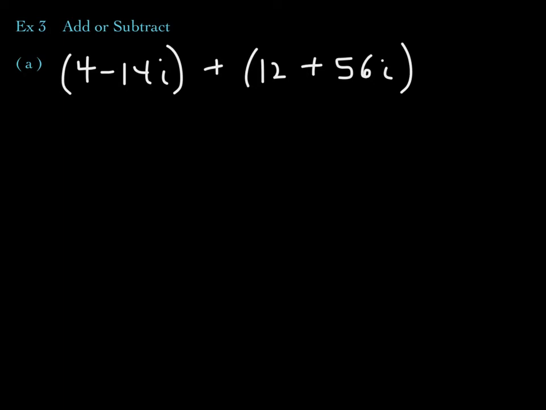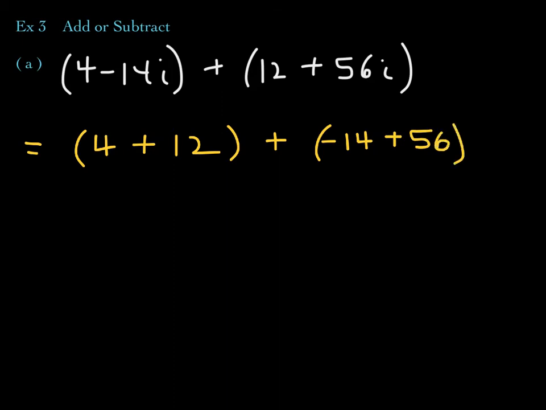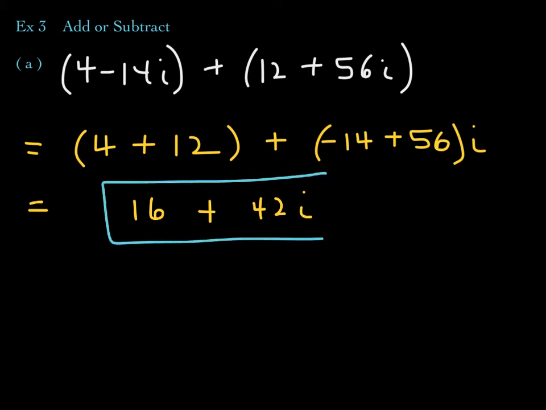It's kind of like combining like terms. What we want to do is add the real parts together, so 4 plus 12, those are the real parts. And then add the imaginary parts together, negative 14 plus 56. These are the imaginary parts, so let's put the imaginary unit on them. So you're adding your real parts, 4 and 12, and your imaginary parts, negative 14 and 56. It's very much like combining like terms. So you get 16 plus 42i. This is the sum of these two complex numbers.